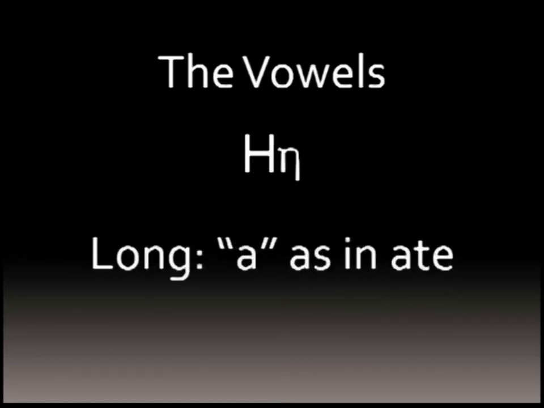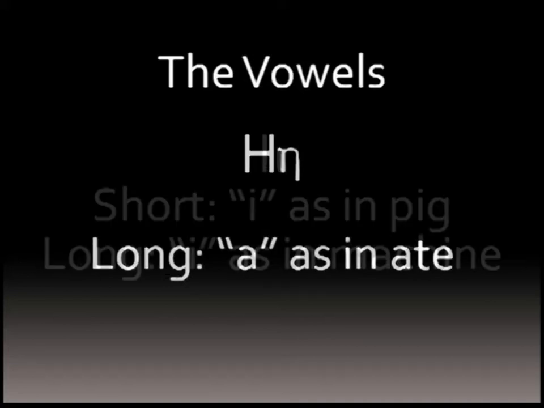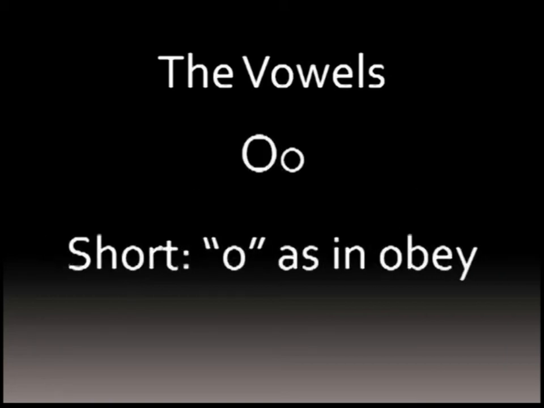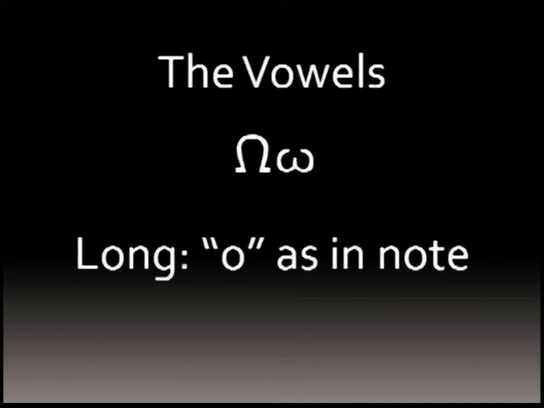The long of the same e sound is the eta, a as in eight. For the iota, it is short and long, and the short is like the I in pig, and the long is like the E in machine. The omicron is always short, and it is like the O in obey. The omega, which is always long, it's like the O in note.